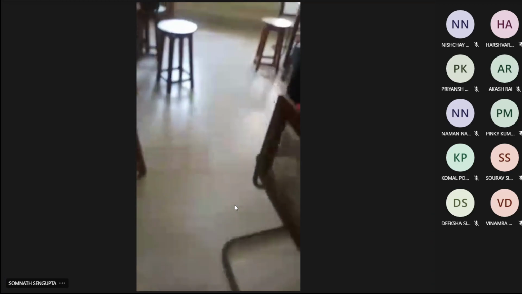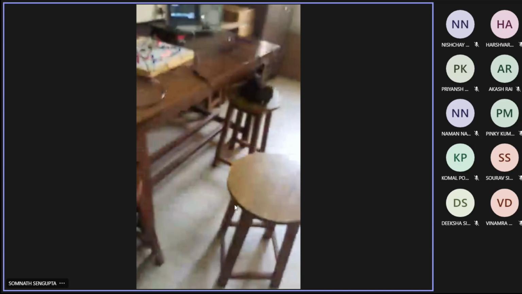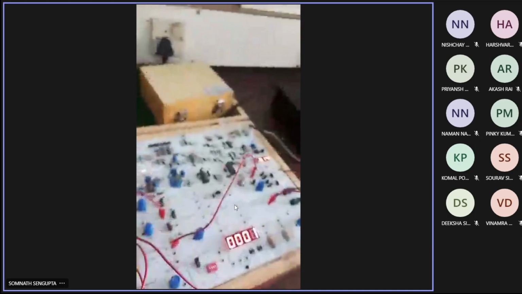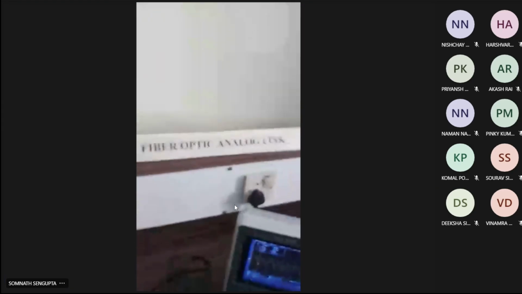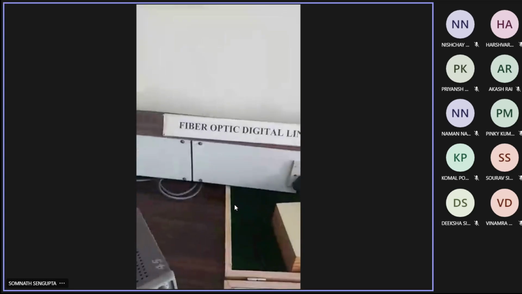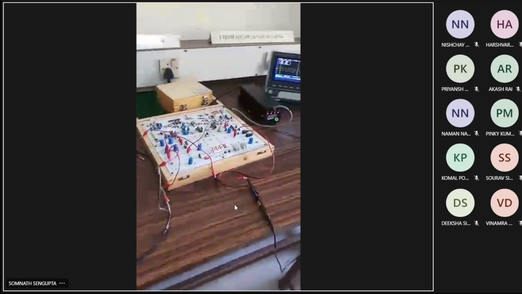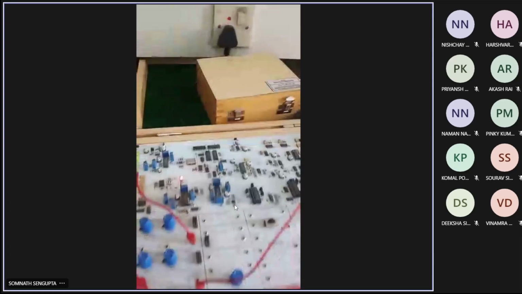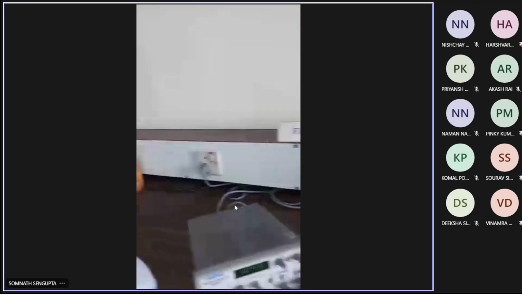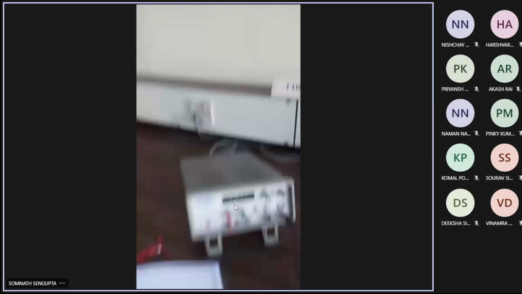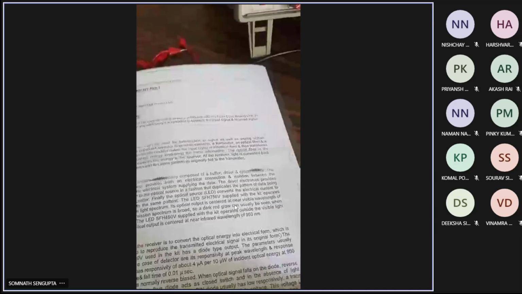And this setup is for the first experiment, that is fiber optic analog link and fiber optics digital link. Okay. So here you go through the manual. So here I am showing you the manual, the same one that is uploaded over there. So it is fiber optic analog link.